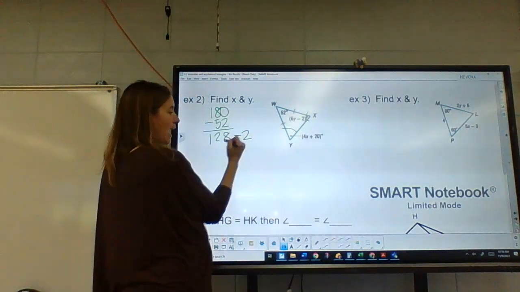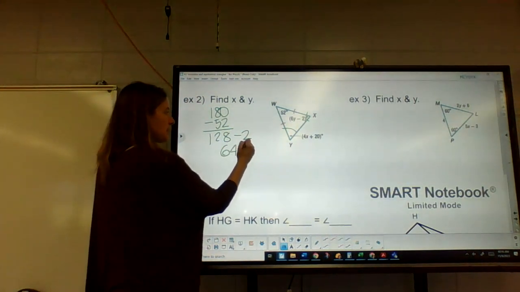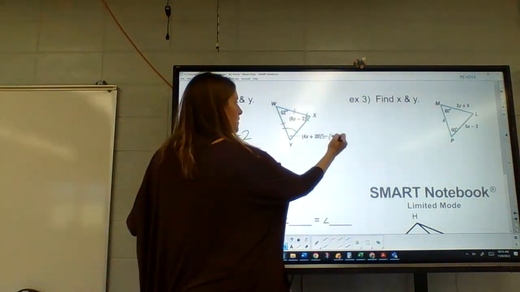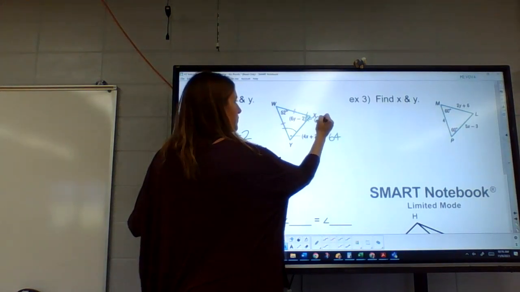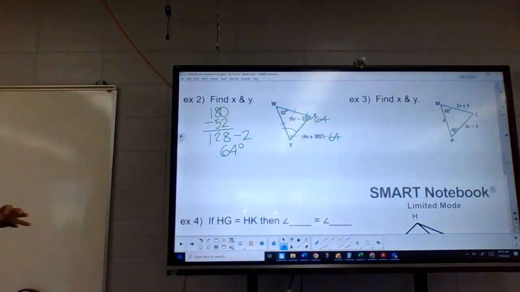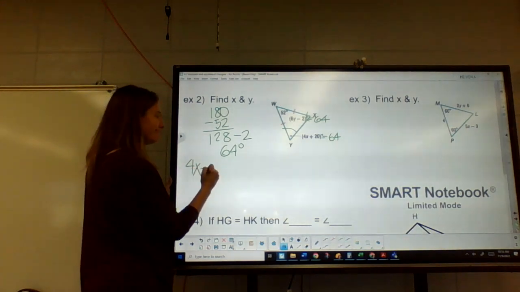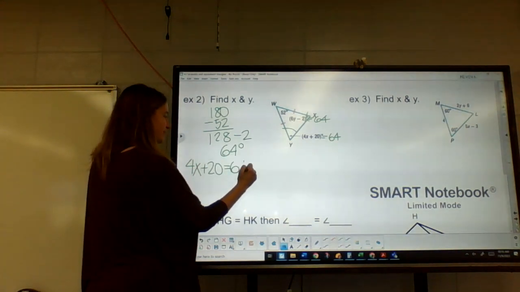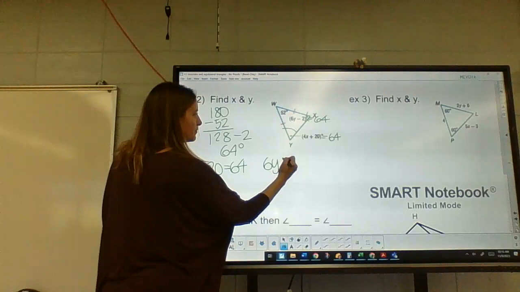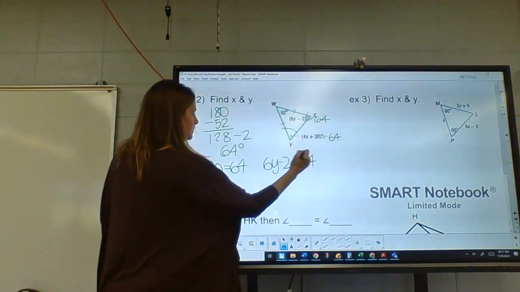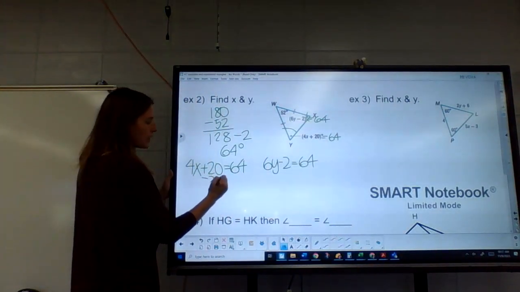So let's break that in half. They're each going to be 64 degrees. So they each will be 64 there. So we have to find X and Y by setting each of those equal to 64. So move the 20 over here.